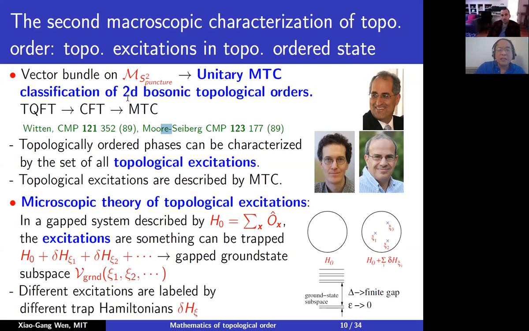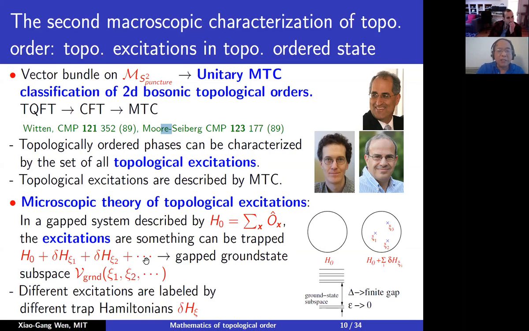Yeah. Thank you. And so what is a topological excitation? The topological excitation is basically something that can be trapped. So let's consider a Hamiltonian, which is a sum of local operators, okay. And this Hamiltonian, H0, defines the ground state subspace, okay. And then we modify the Hamiltonian, we modify some of those local operators, and that defines the trap, okay. And so we have a new Hamiltonian, basically a Hamiltonian with a local modification.